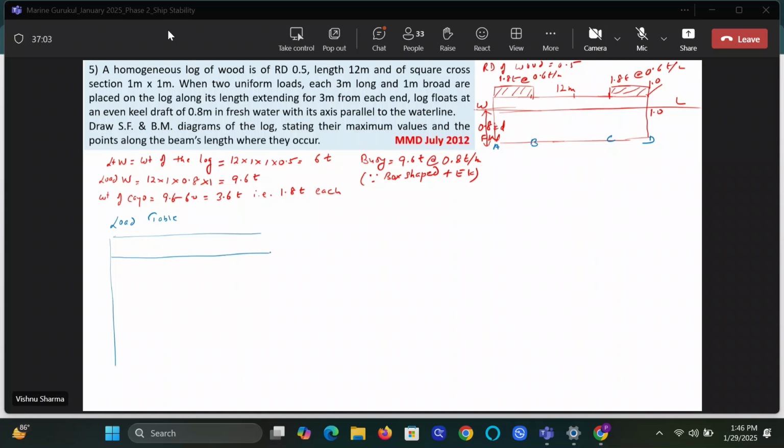For 4 points. So 1, 2, 3, 4. So here we have the points from left to right there, A, B, C, and D.